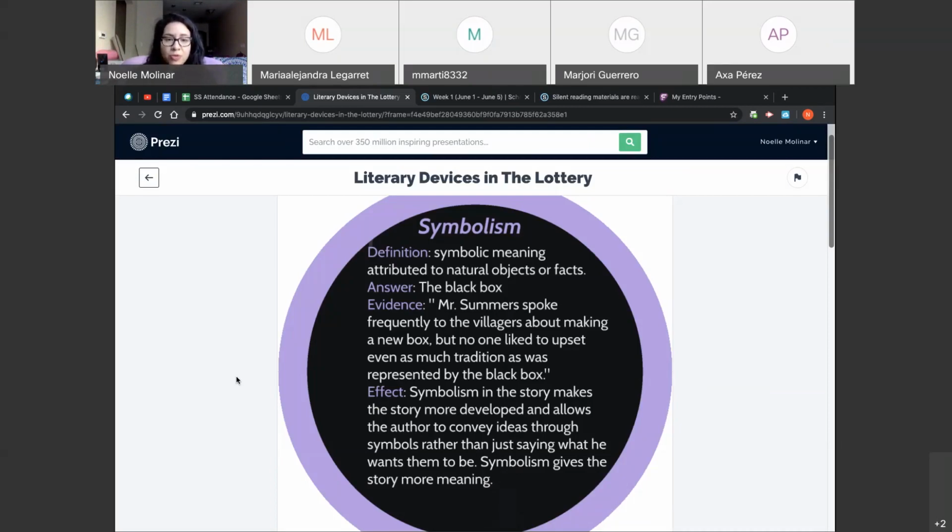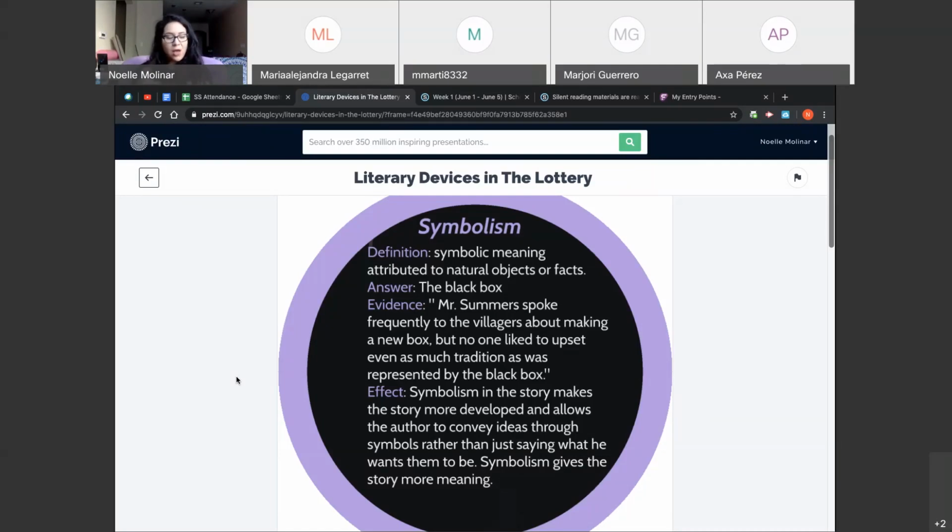"Mr. Summers spoke frequently to the villagers about making a new box, but no one liked to upset even as much tradition as was represented." So that's a good key word. Symbols represent something, represented by the black box. So what is the effect? Symbolism in the story makes the story more developed, and it allows the author to convey ideas through symbols rather than just saying, oh, the box is important. No, they give us the symbol and show how important it is.